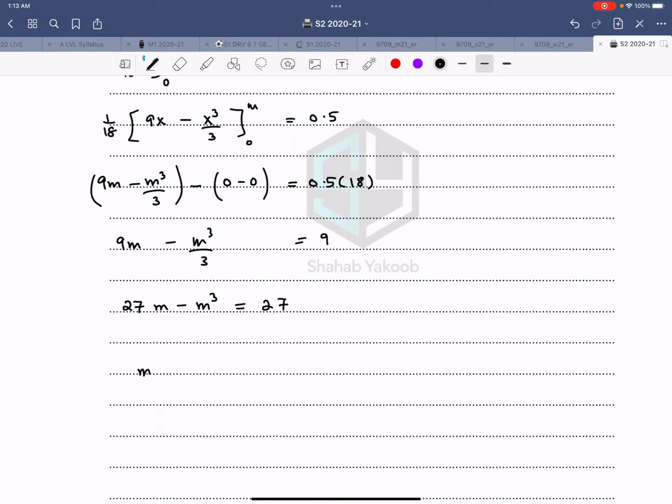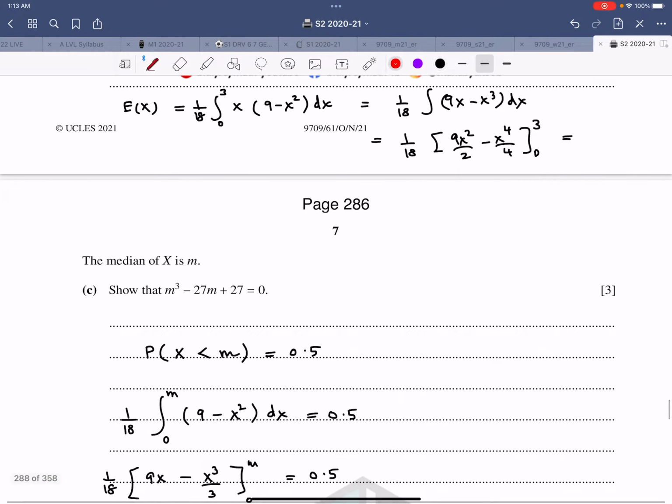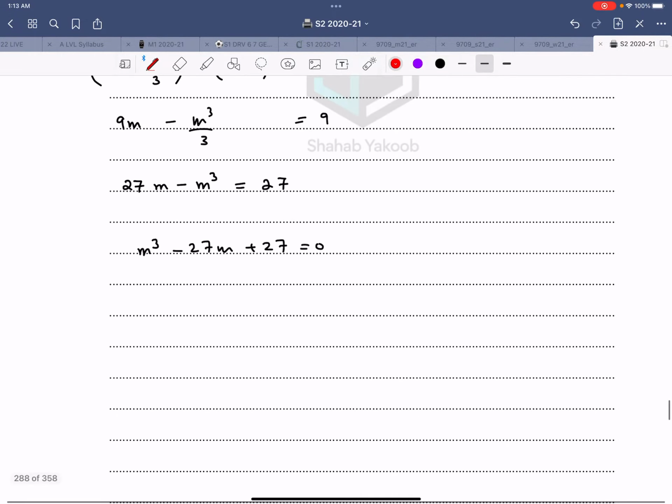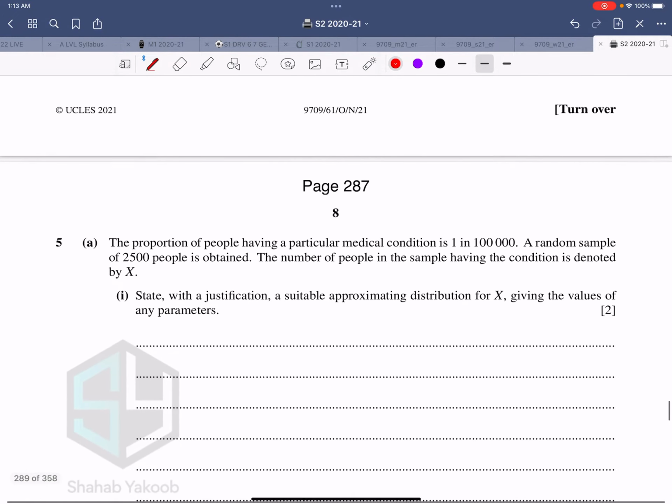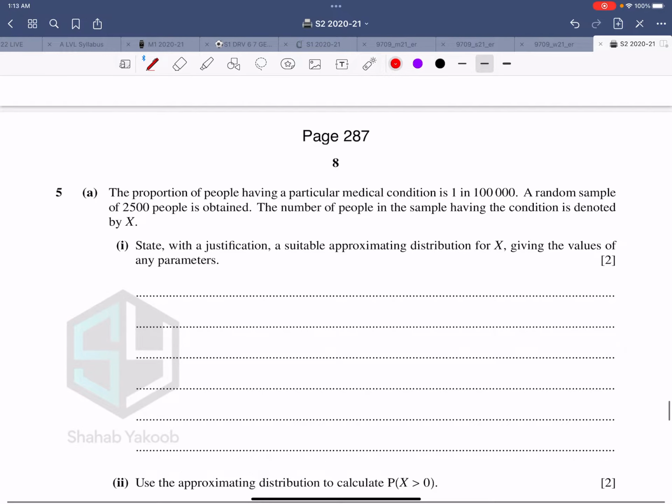Therefore, m cubed minus 27m plus 27 equals 0. Let me double check. m cubed minus 27m plus 27 equals 0. We don't have to solve it. You just have to form the equation. So the question is easily done. So 4 questions down. Question number 5.